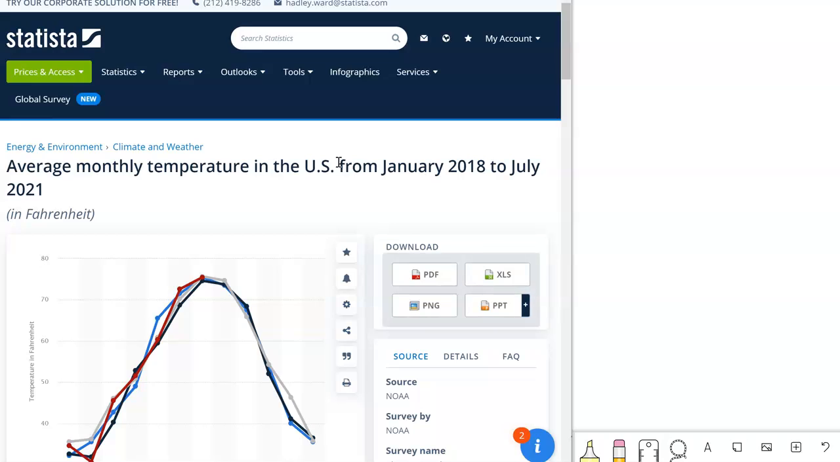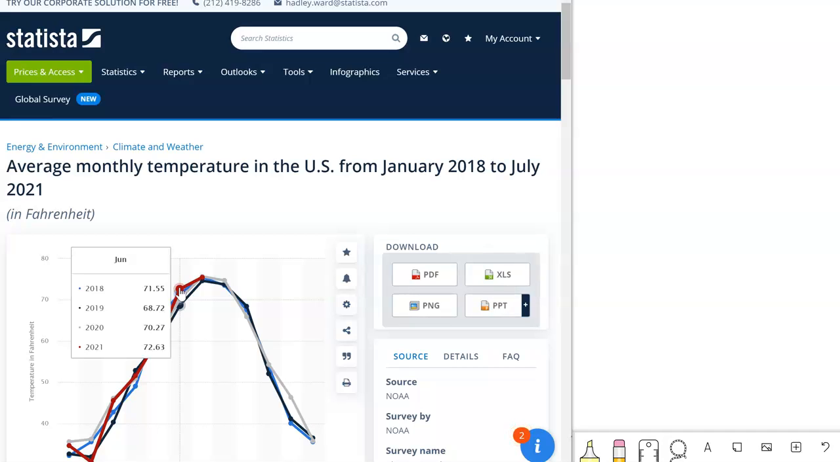Let's see how we can use a sine graph to model a basic periodic function. In this case, we're looking at the average temperature in the United States between January 2018 and July 2021. This data is from the website Statista. And if I put my mouse over each of these dots, I can see what the temperature was in June, for example, in this case 2018, 2019, and 2020.